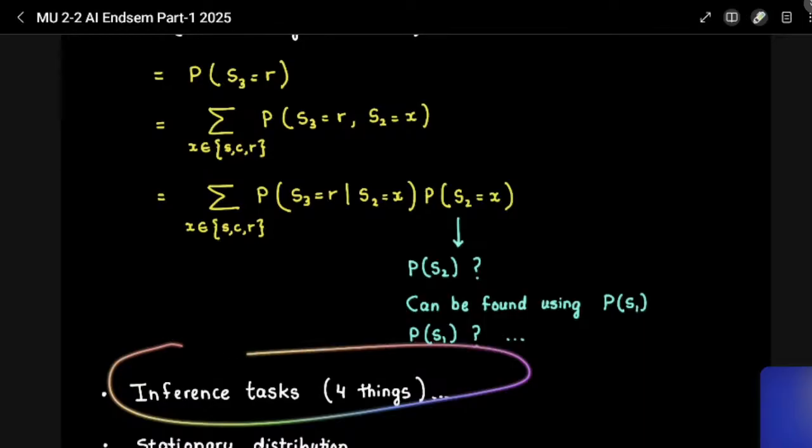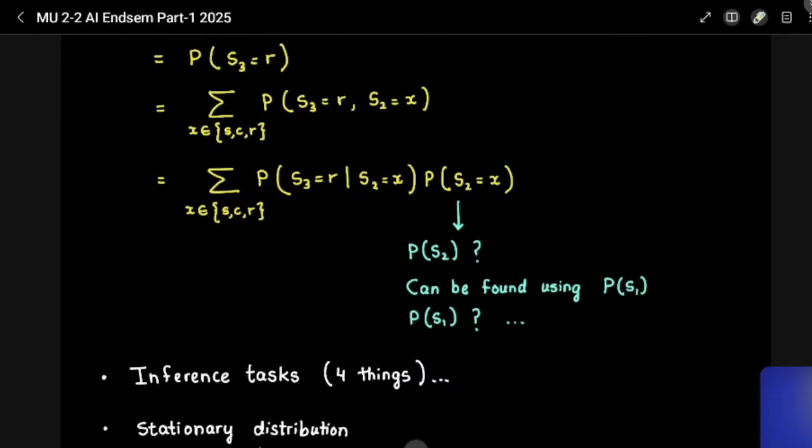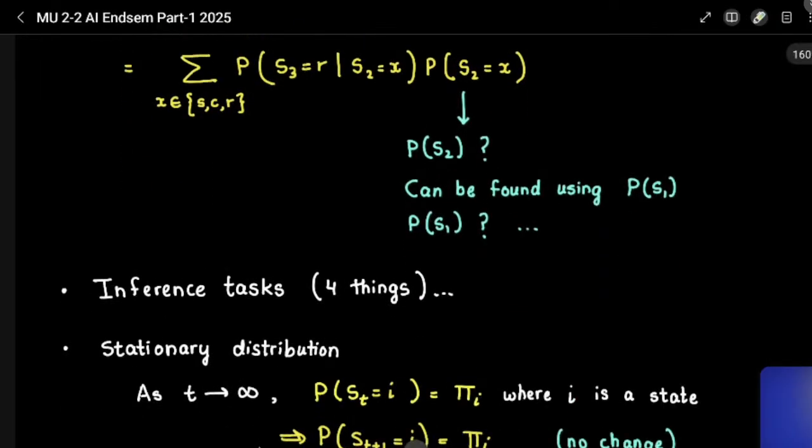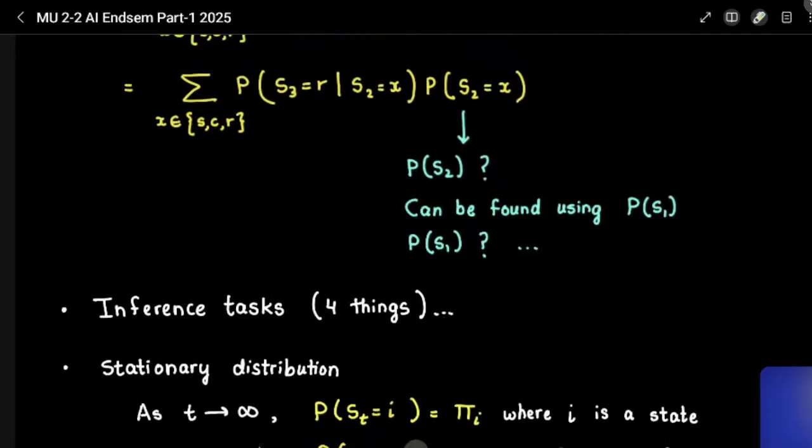There's some theory about inference tasks. You could go through them once. Some theory there, just 4 lines. And now they introduce something called the stationary distribution in a Markov process. They state that as time goes to infinity, the probability of S_t equal to I, meaning the state of the world at time t is I, is going to be a constant. So it means it's no longer dependent on the time.